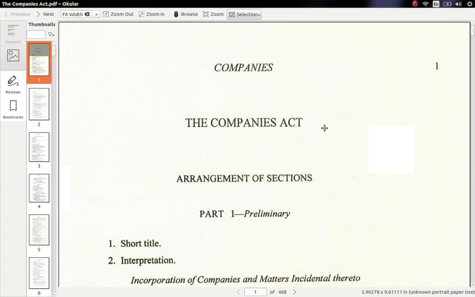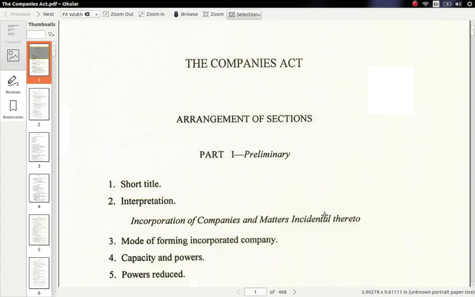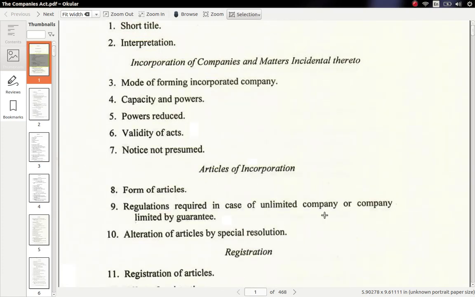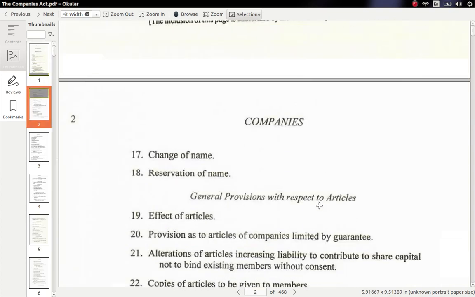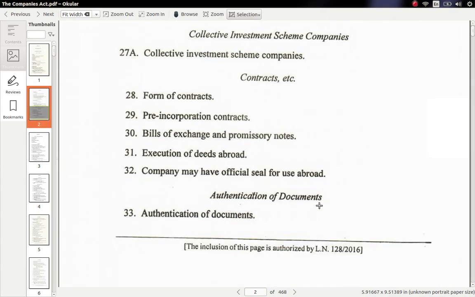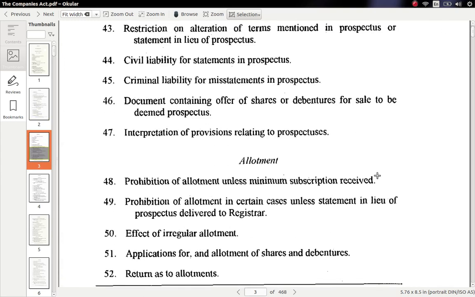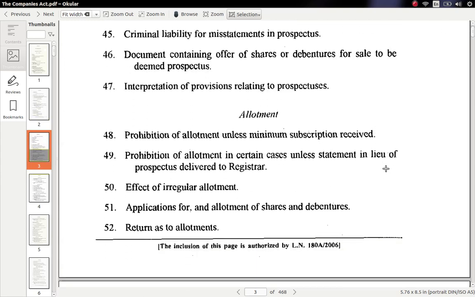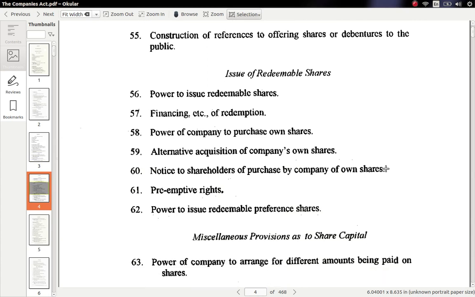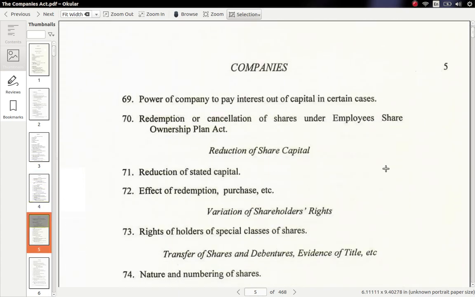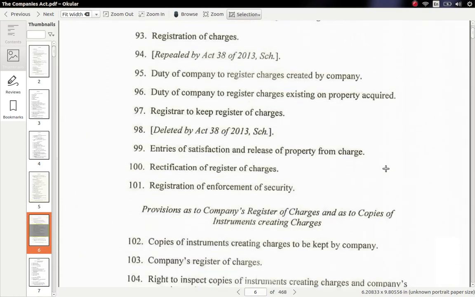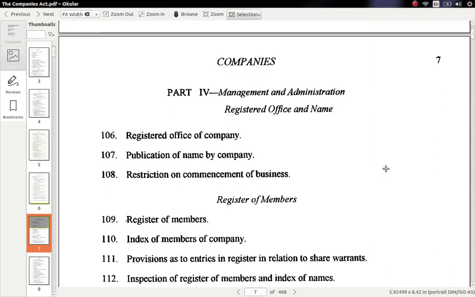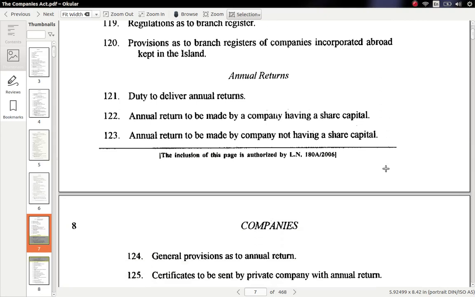the Companies Act. We have the arrangement of sections, and we have the sections here. What we will do is just quickly scroll through this section, and then we will start reading after the arrangement of sections.